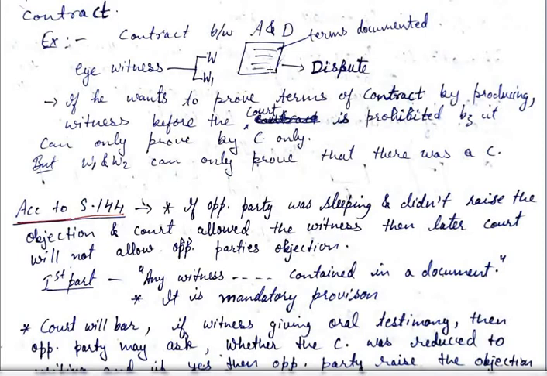But suppose he simply wants to prove by the testimony of witnesses W and W1 that there was a contract, that A and D entered into the contract on a particular date, not the terms. They are produced only for proving the fact that the contract was entered into on that date. Then W1 and W will come and give evidence that yes, in front of us the contract was entered into. But the moment they get into proving the terms of the contract, then it will be prohibited.